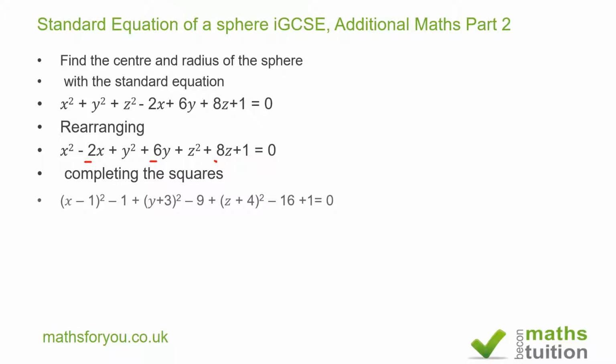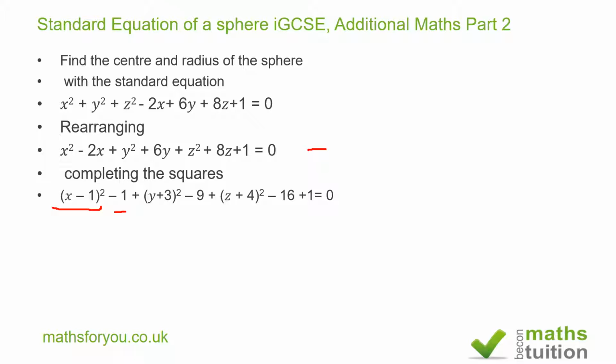So we end up with x minus 1 all squared minus 1. Minus 1 because if you open up this bracket, we gain an extra 1, which does not exist there, so we need to subtract it. Similarly, if you open up y plus 3 all squared, we gain an extra 9, which doesn't exist there either, so we need to subtract 9. The same thing applies to z plus 4 all squared: there's an extra 16, which we have to subtract.